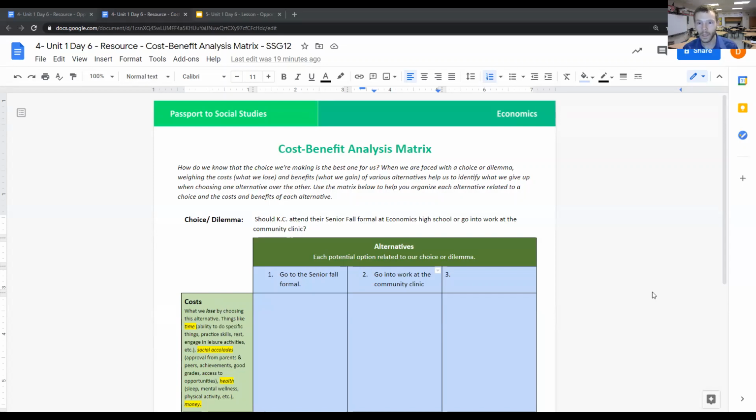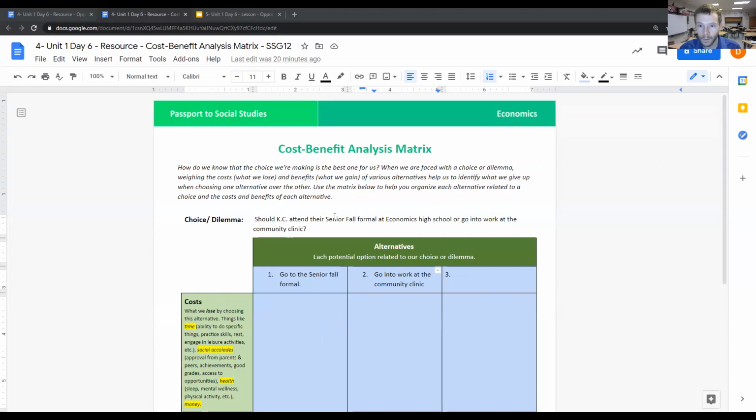We're going to be looking today at part 2 of our cost-benefit analysis matrix for Casey and their dilemma as to whether or not Casey should attend their senior fall formal at Economics High School or go into work at the community clinic. And today we're going to dig a little deeper into some of the economics concepts, namely scarcity, opportunity costs, and trade-offs. So let's get started.